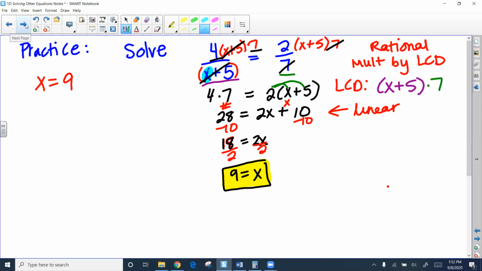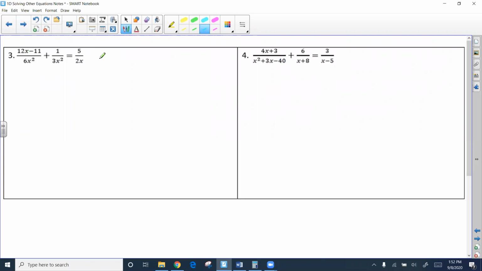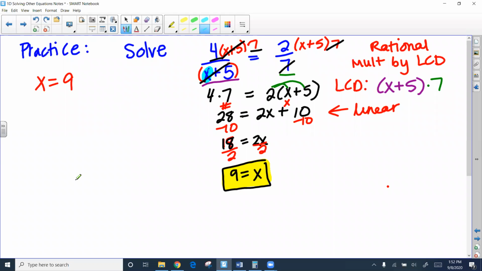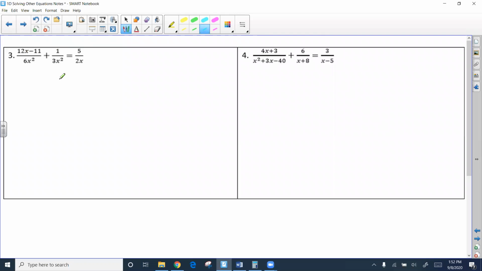Okay, so I'm going to show you the next problem we're going to do. If you look at number 3, notice that it has 3 fractions. It has 2 fractions added on this side equal to another fraction. So in this case, you could not use cross multiplying. That's why I don't really tell you to use cross multiplying, because it doesn't apply to every situation, whereas multiplying by the LCD does.